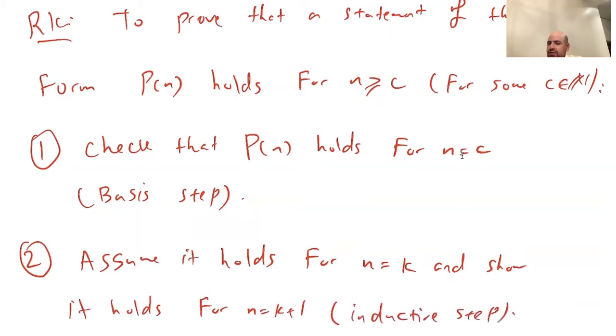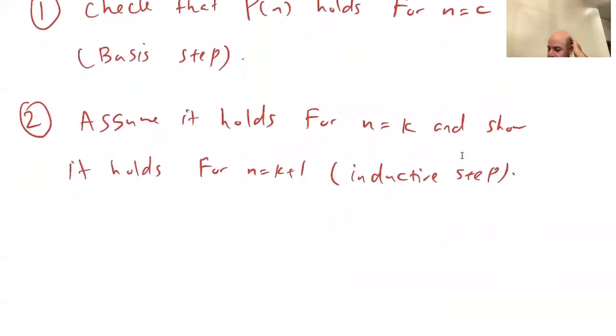So it's still everything the same as before. The only difference is the basis step. In the basis step, instead of checking for n equals 1, we check for n equals C, if you want to show that everything holds for n bigger than or equal to C.